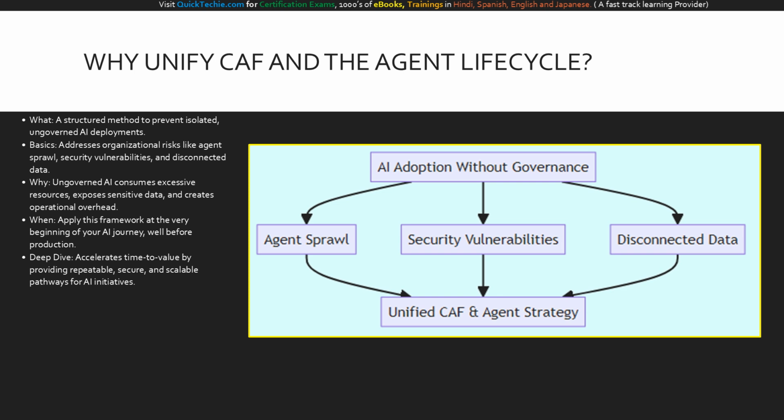Finally, notice how all these negative branches flow into the bottom node, the unified CAF and agent lifecycle strategy.